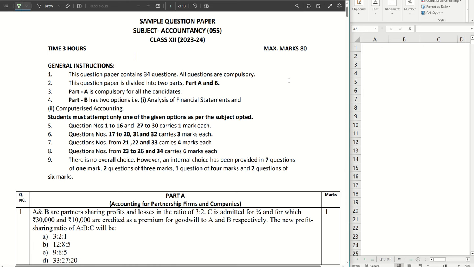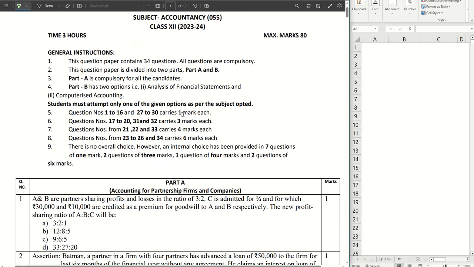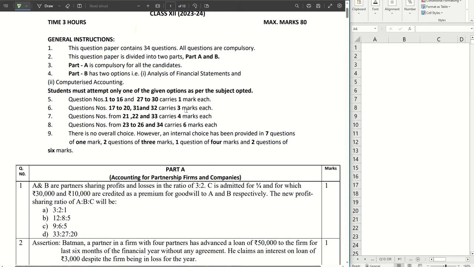In this video, we are going to solve the CBSE sample paper for class 12 accountancy for the year 23-24. This has been published by the CBSE itself. So we will discuss the solutions. In this one, we'll be focusing on the MCQs, the short questions. There are 16 short questions here of 1 mark each that you need to attempt.